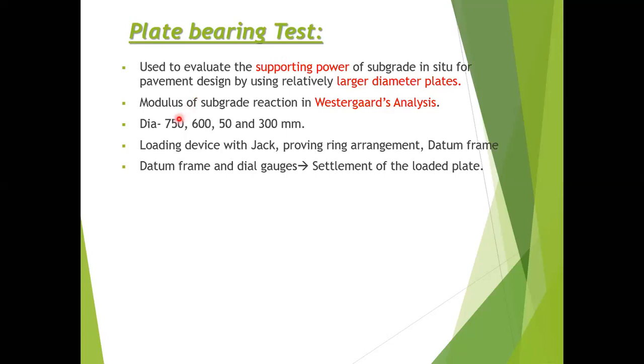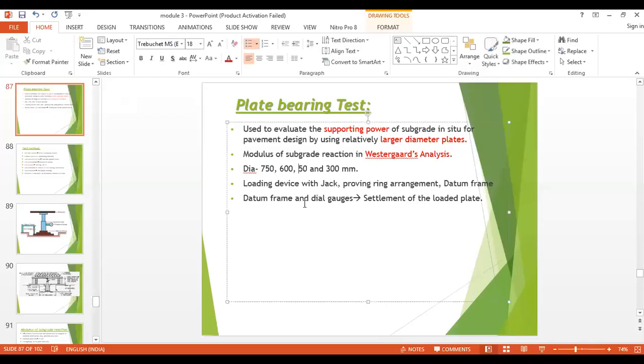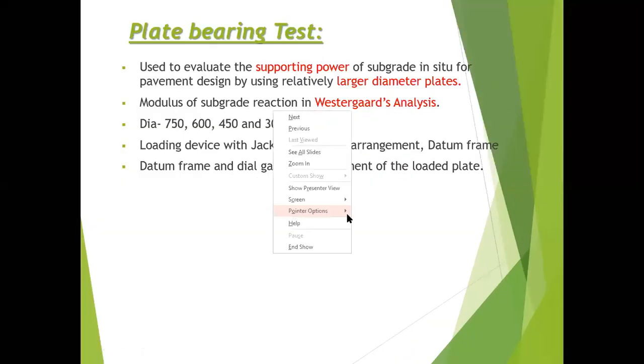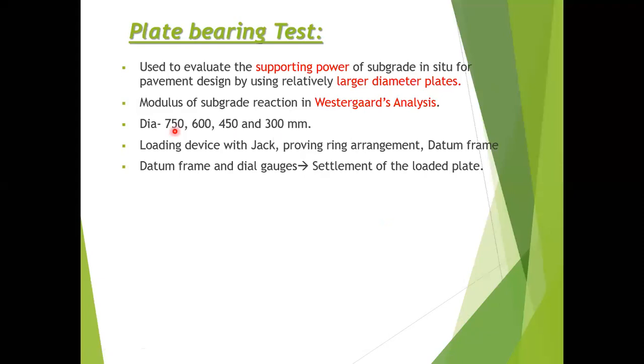And usually four different diameters of plates are required for this test. Sorry, this is not 50, this is 400 mm. That is, different diameter plates: 750 mm, 600 mm, and 450 mm. These are the different plates required to conduct the test, that is 750 mm, 600 mm, 450 mm, and 300 mm. These are the four different plates required to conduct this test.